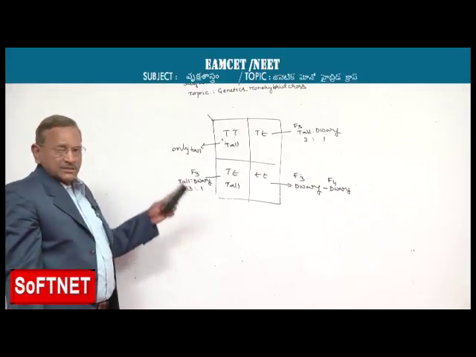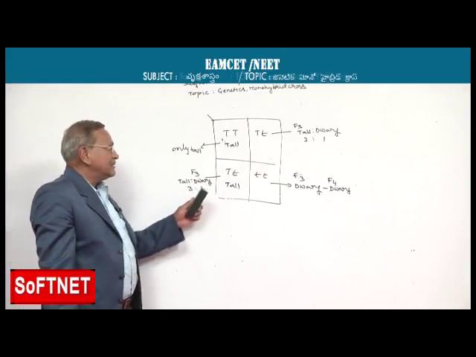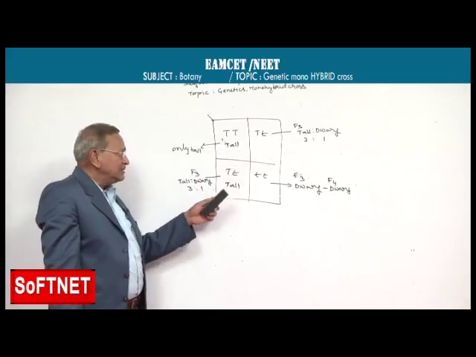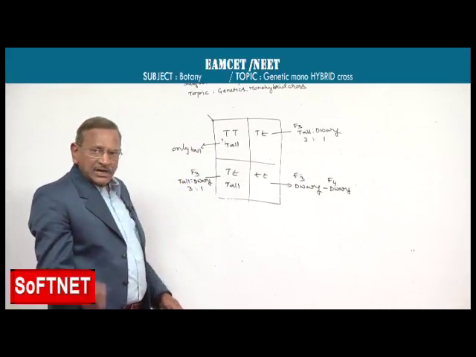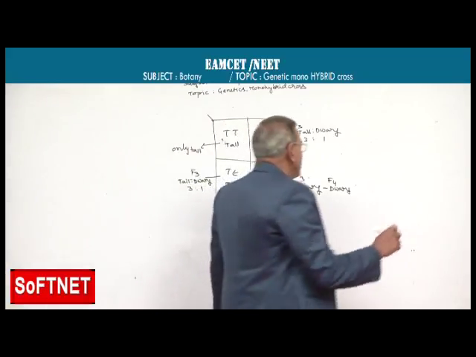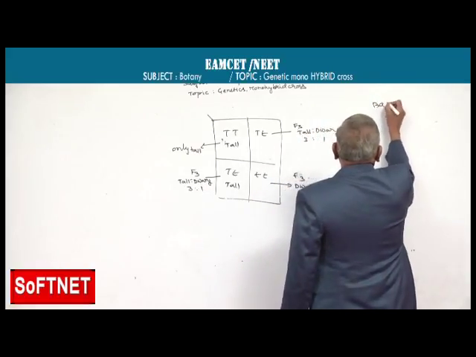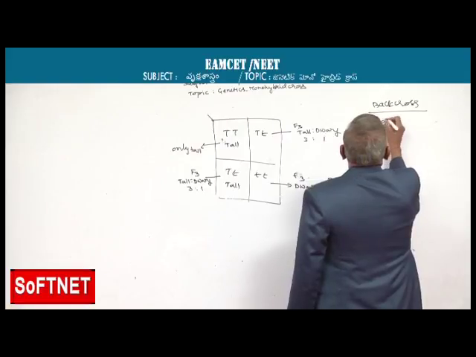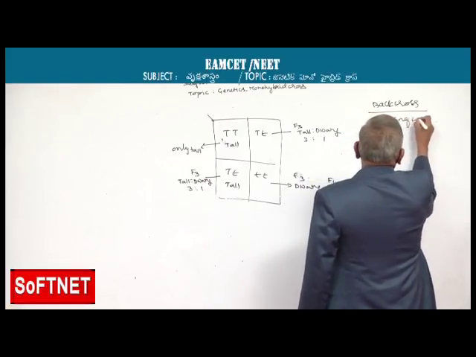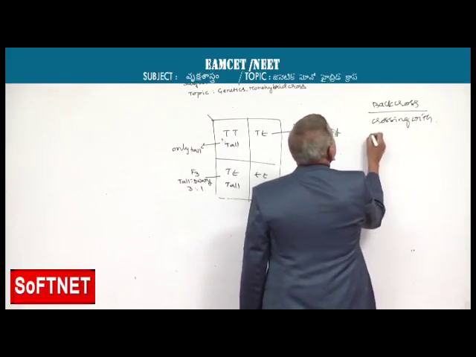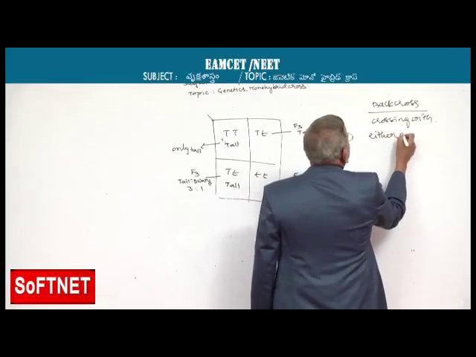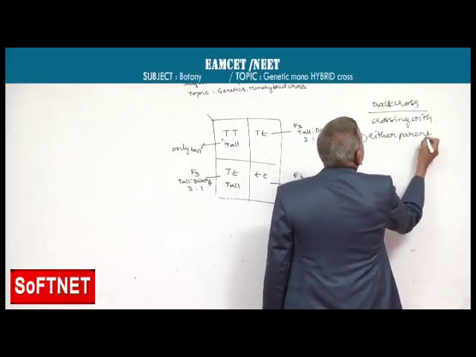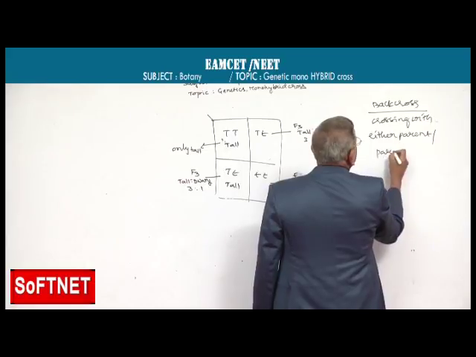subsequent generations also. To identify which is homozygous tall, which is heterozygous tall, Mendel devised what is called backcross, and backcross is crossing with either parent or parent type.